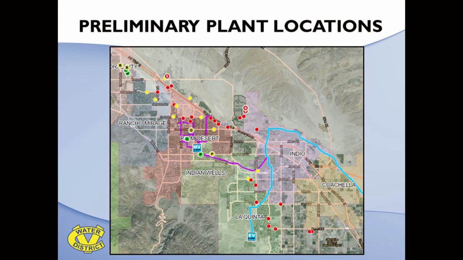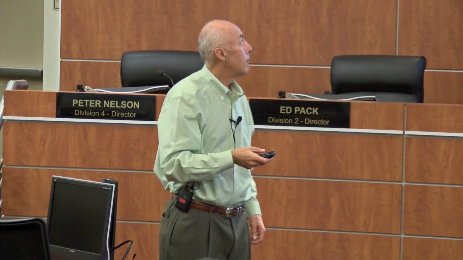So this is a map that shows all the dots are the wells that will need to be treated. This is a potential surface water treatment plant in the East Valley, somewhere in La Quinta, we hope. And this is a potential surface water treatment plant in the West Valley that could be located perhaps right behind us. Still preliminary information.